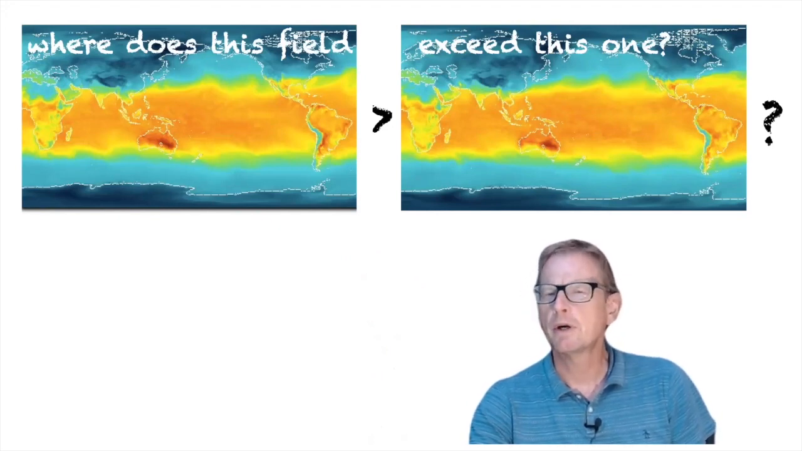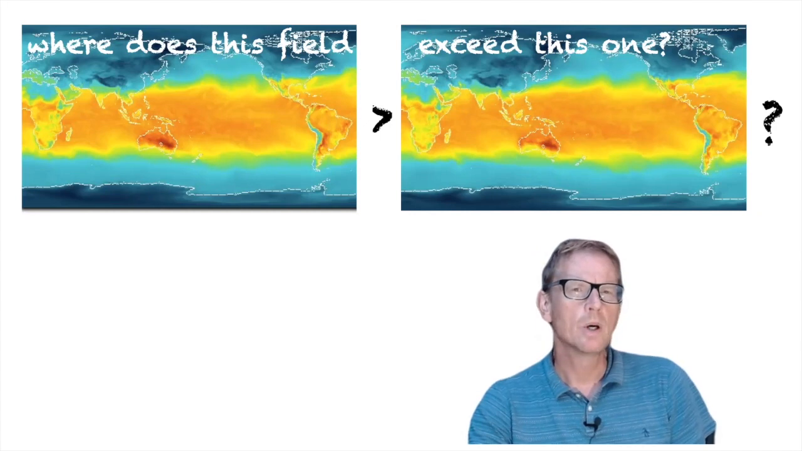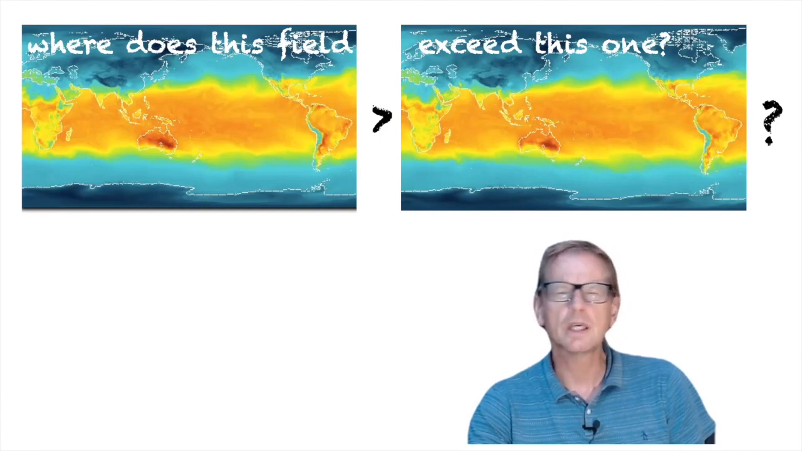Each of these fields might just be a snapshot in time, or they might have multiple time steps. And so what we want to do is, for each individual slice in time, compare the value in a particular grid point in the left field to that in the right field.